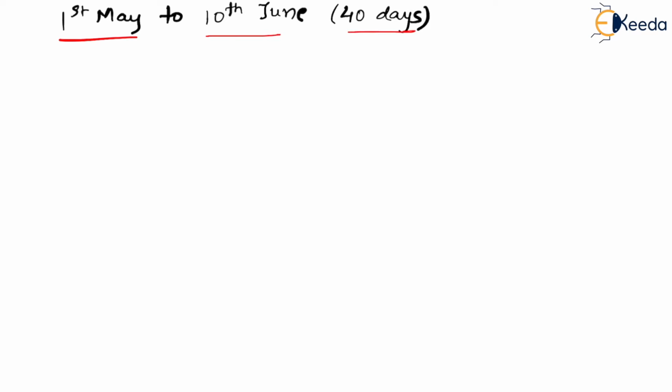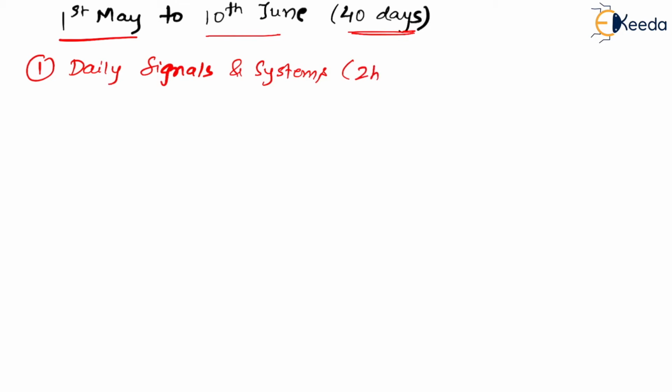Now let us think of next. See here, from 1st May to 10th June, you are going to have 40 days. In these 40 days, what are you going to do? The first thing you are supposed to do is prepare signals and systems daily. For how much time, sir? For 2 hours daily. 2 hours in the sense, by the end of 40 days, that is 2 into 40, you are going to complete 80 hours of content, which means complete signals and systems will be completed.